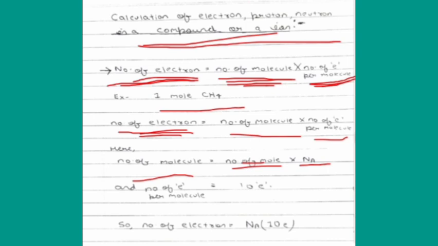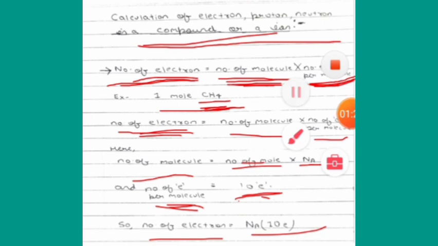Moving forward, number of electrons per molecule is the summation of total number of electrons present in the molecule. So for the CH4 molecule, the carbon atom has 6 electrons, all 4 hydrogen atoms combined give 4 electrons, so total 10 electrons. So number of electrons will be given by number of molecules into number of electrons per molecule, which is equal to Na into 10 electrons.